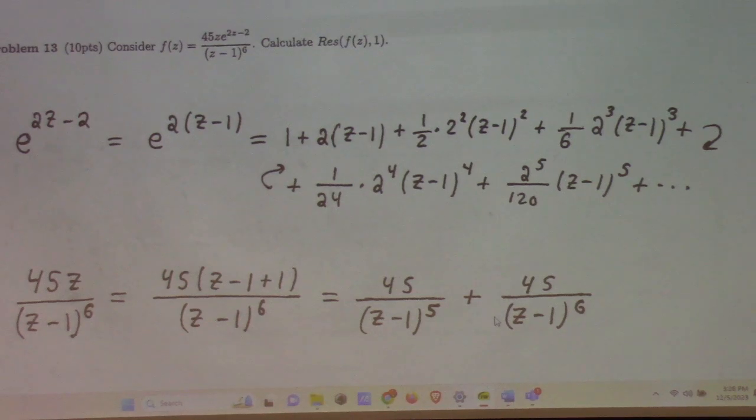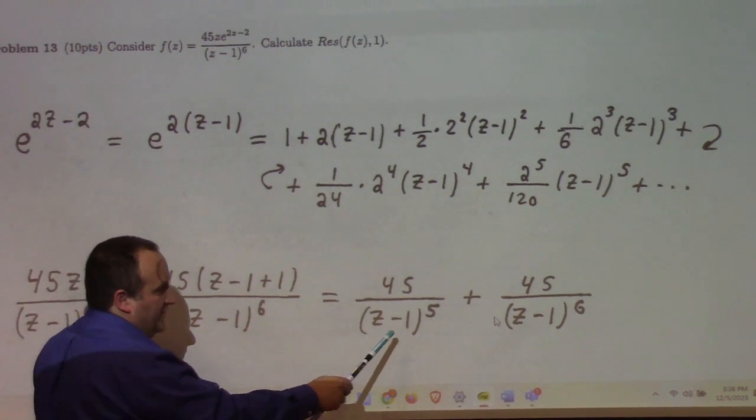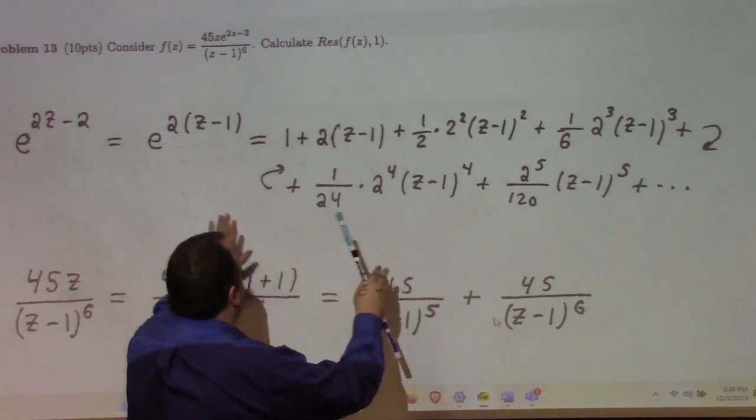So how can you possibly get a reciprocal term from that? Well, it depends on what you're up against. Well, you're up against this. You're multiplying by this. And so I chose to add and subtract 1 because that was the easiest way to see things here. And that gave me a 45 over z minus 1 to the 5th plus 45 over z minus 1 to the 6th. So I'm thinking about multiplying this times that.